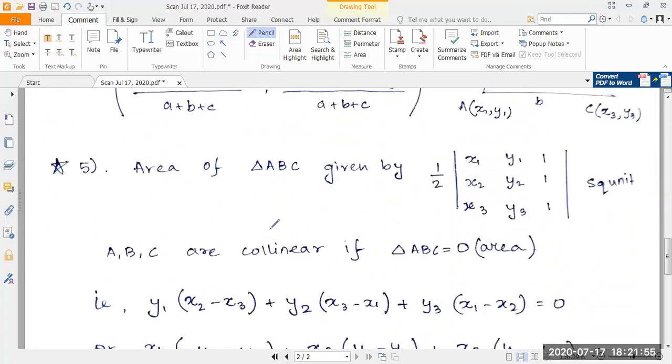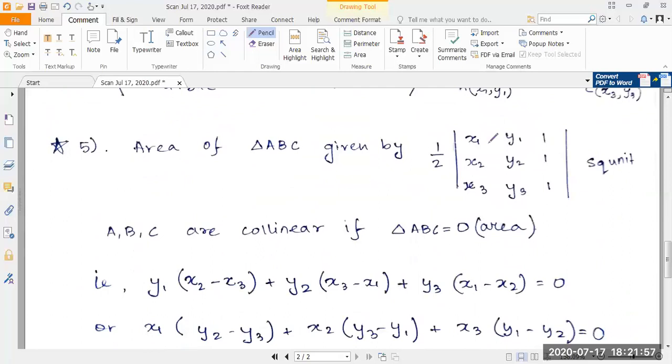The next part is the area of triangle ABC, which is given by this. I will be explaining this in a broader sense when I discuss matrices, but if you know matrices, then it will be easier to understand. The area of triangle ABC is given by half of the determinant of the matrix with rows x1, x2, x3; y1, y2, y3; 1, 1, 1.